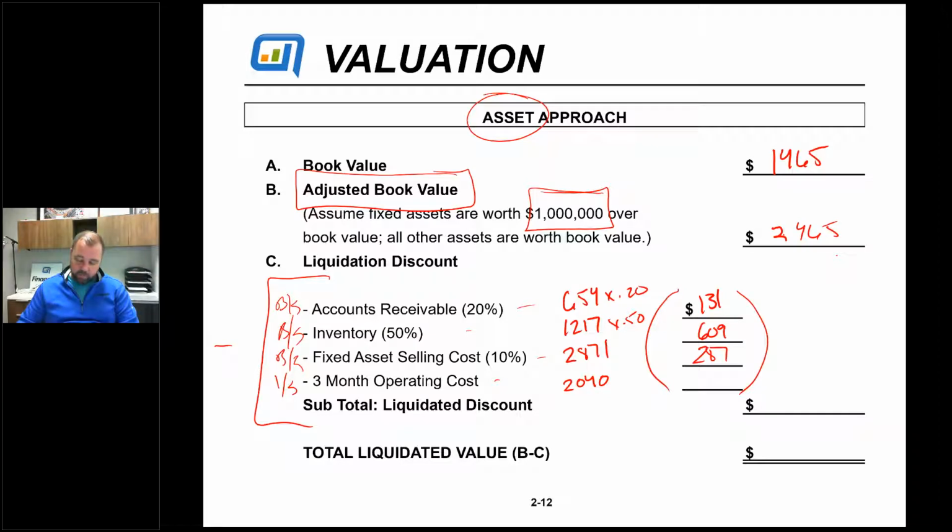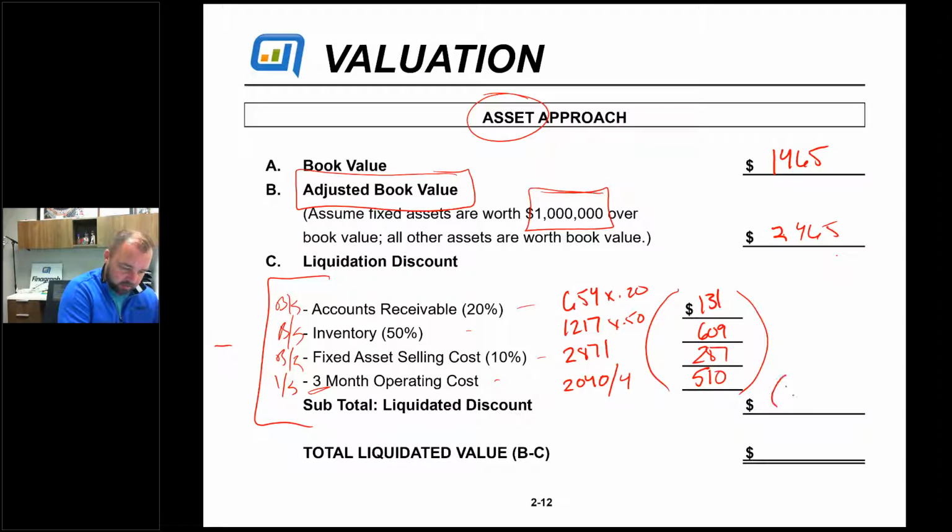2040 divided by 4 because I want 3 months, and that's 12 months worth, and that's 510. So I'm going to divide that by 4. That gives me my 3 months out of 12. So really a quarter. Okay, so my discount then is 131 plus 609 plus 287 plus 510. Boom, 1537 is my discount.